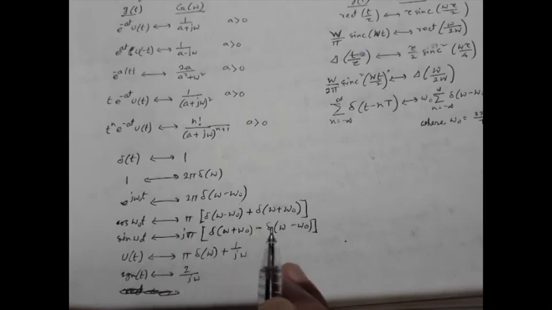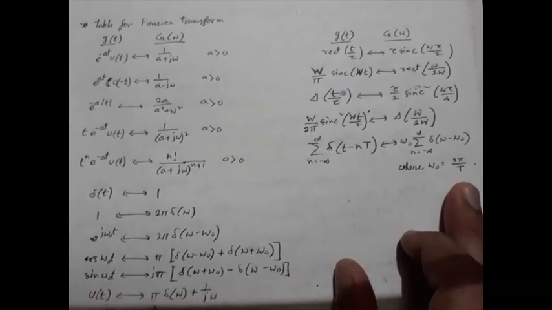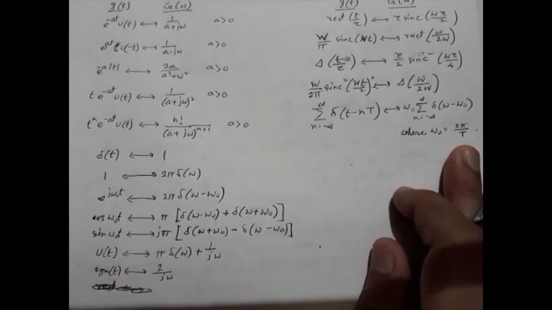The difference between cos and sin is basically there is a factor j, and instead of the plus sign there will be a negative sign. For the signum function, 2 by j omega. Then the rectangular function, it is a sinc function. Similarly, for the sinc function, the Fourier transform is the rectangular function. So these are a few common Fourier transforms that we will use very often in this particular subject.